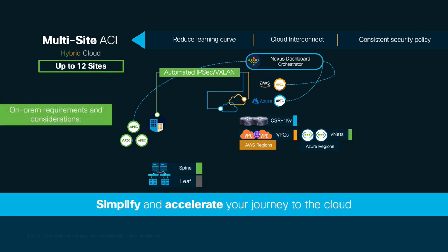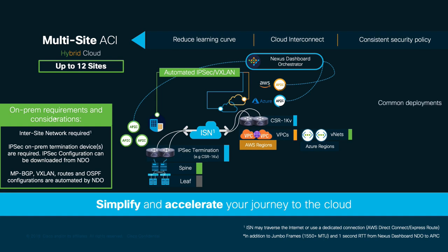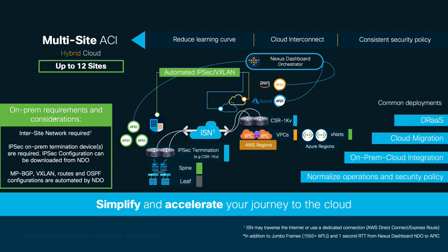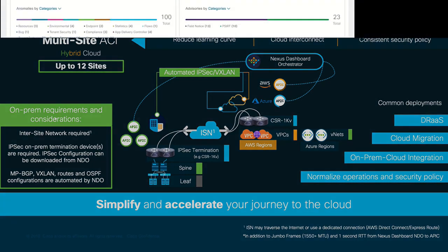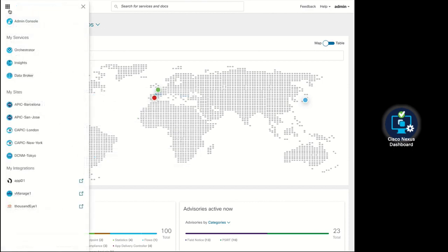Keep in mind that on the on-prem site, you would still need to account for an ISN device pair with OSPF configured on VLAN 4 for the first hop devices, which would be connected to the VPN termination devices you choose. This scenario is commonly implemented for cloud migration, disaster recovery as a service, and hybrid cloud integrations, delivering a consolidated management tool with consistent security and a common operation model across clouds.